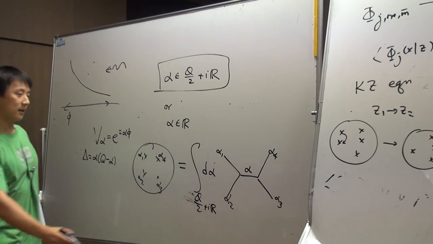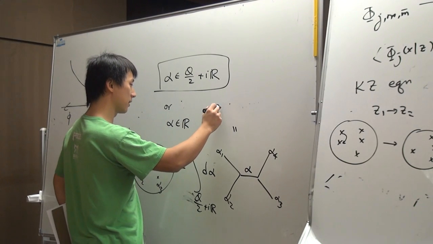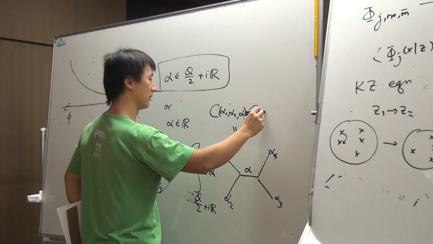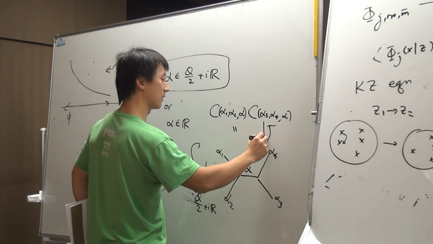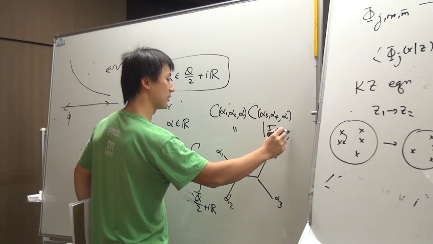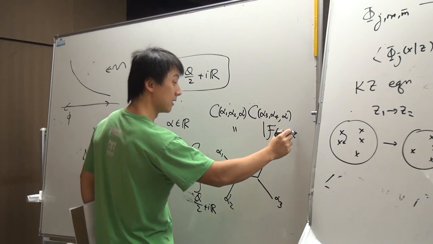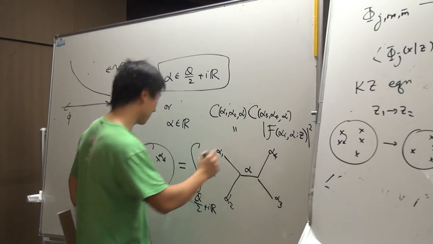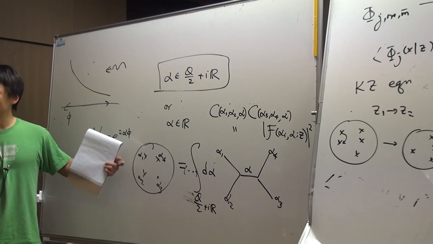What this means is that I take the 3-point function of alpha 1, alpha 2 with alpha, and the 3-point function of alpha 3, alpha 4 with alpha, and then times the conformal block F, which depends on alpha I, also depends on alpha, and then depends on the cross ratio, which I call z, of these 4 points. And then there's some prefactor that's a standard function of the z_i minus z_j to some power.